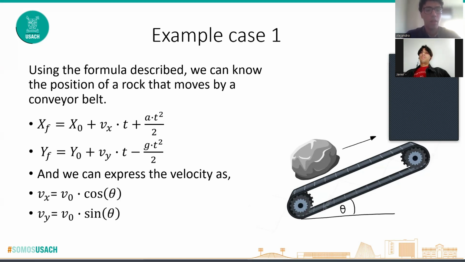And for the expressions of velocity in x and velocity in y, we have the velocity of x equal to the tangential velocity of the conveyor belt in this axis times the cosine of theta. And we have the velocity of y equal to the velocity of the conveyor belt times the sine of theta.